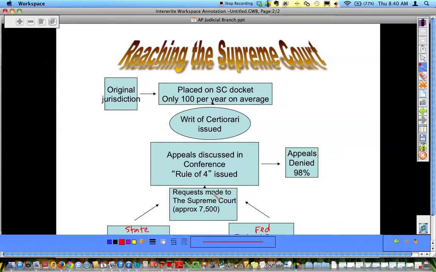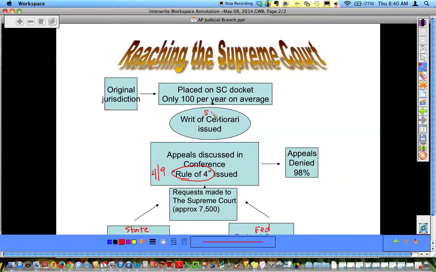Remember, any court case can be appealed from either side, so it goes circuit, district, state Supreme Court, or district appellate courts, and it goes here. This term, rule of 4, is very important because if 4 of the 9 justices say yes, then a case is going to be heard.